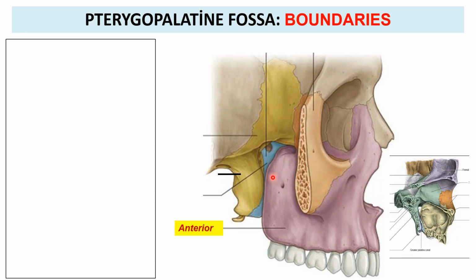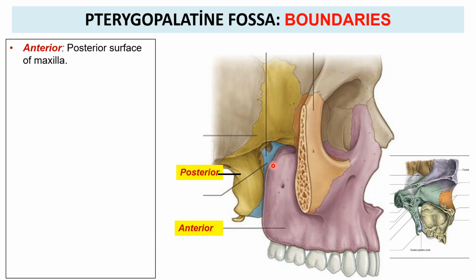So we can see what is the anterior boundary of this pterygopalatine fossa, this pyramidal small space. The anterior boundary will be the posterior aspect of the maxilla bone. So the posterior surface of the maxilla will form its anterior boundary.